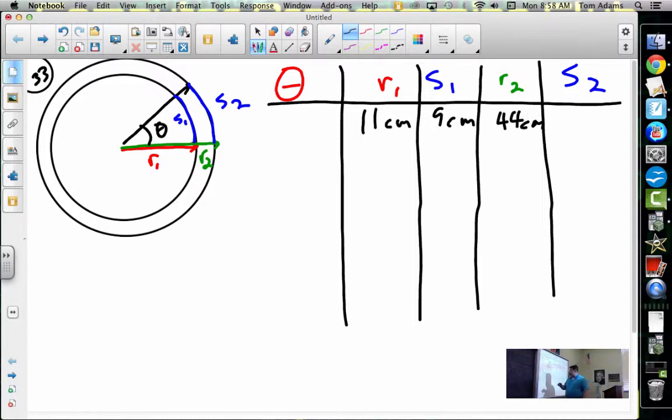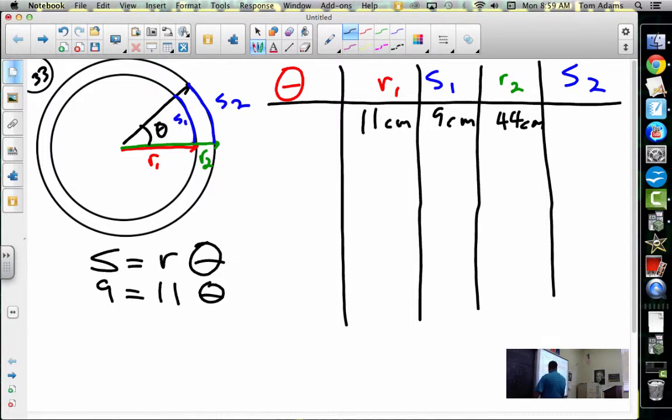Now the relationship between the two is that the arc length is equal to the radius times theta. If you want to work backwards, it has to be in radians. So if I were to do this, I would say that S sub 1, which is 9, is equal to 11 times theta. To solve for theta, I divide both sides by 11, and I get theta is equal to 9/11ths. Well, it's 9/11ths radians.